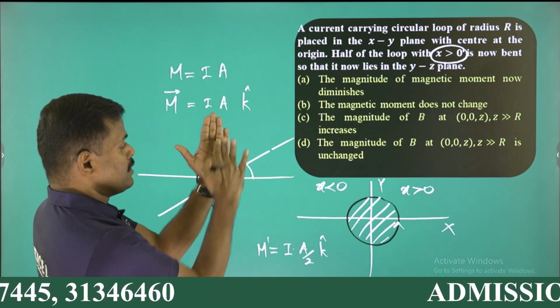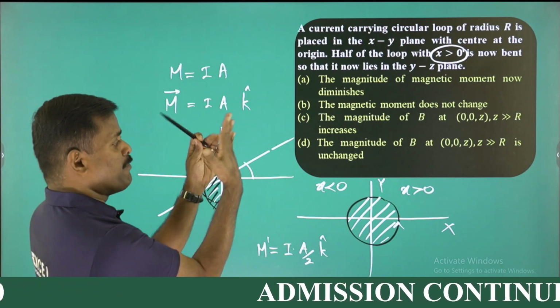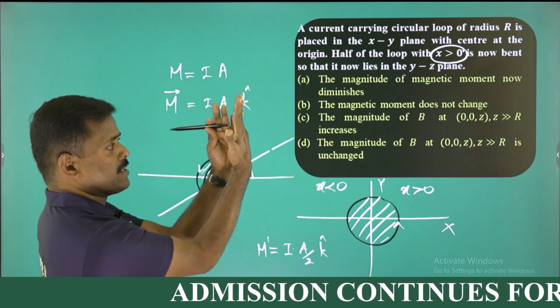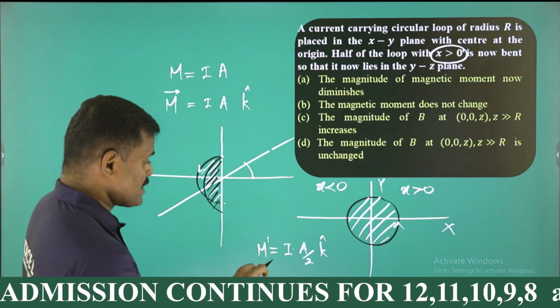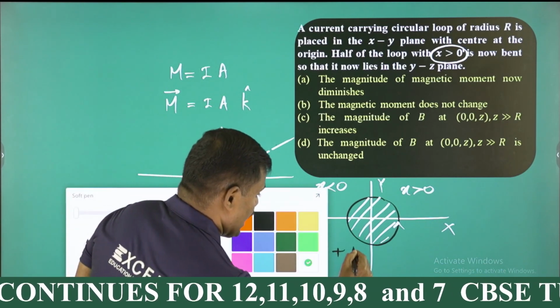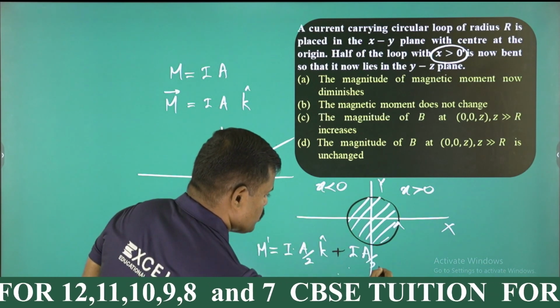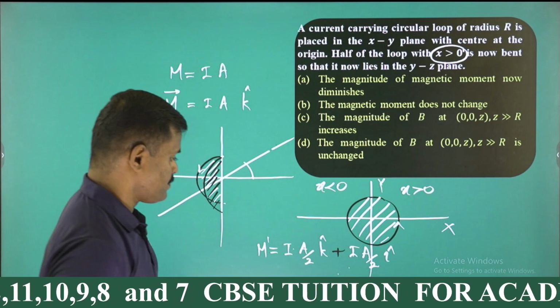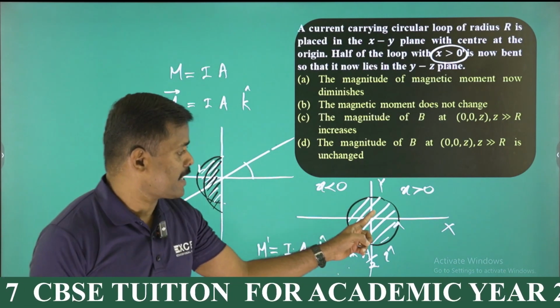For this part, the moment is still the same. The area vector is in this direction. But for this part, the area vector is to the left, or it is on the x-axis. X-axis means I can put it as IA by 2 into I cap. So I got the magnetic moment in the first case.